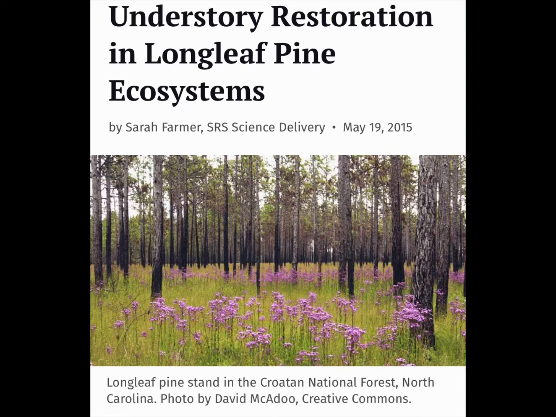Understory restoration in a longleaf pine ecosystem. This is exactly what I'm talking about doing to an extent, because they're doing this for totally different reasoning, but we're talking about doing the same thing. You see the understory, there is life in the understory. There's plants growing, there's flowers. It's a better ecosystem than just a whole dead understory with no life in it.